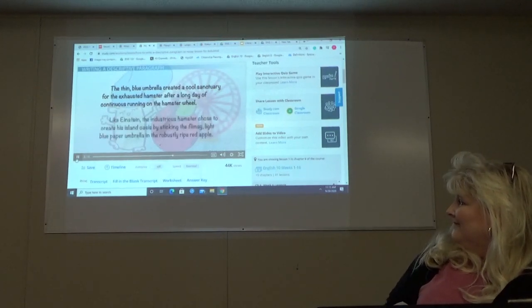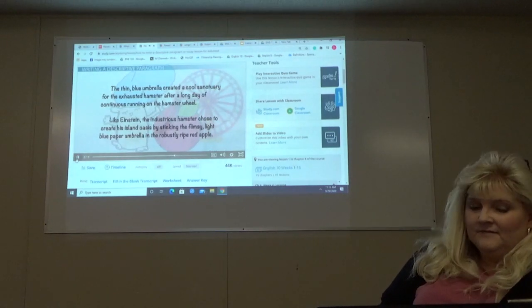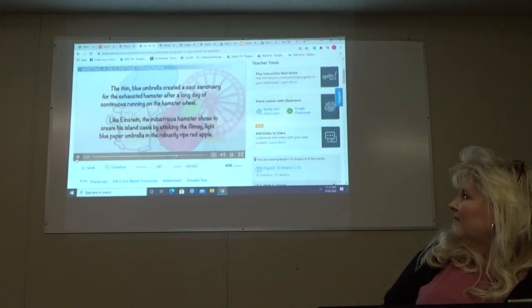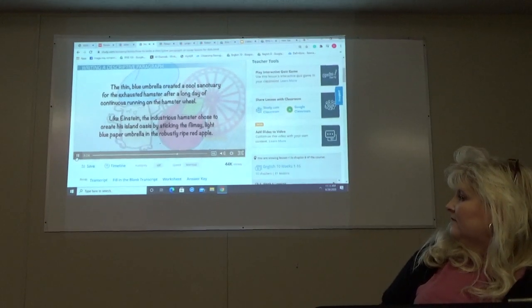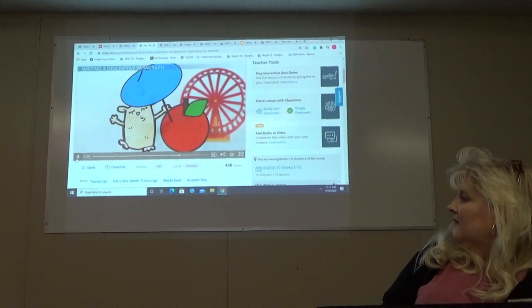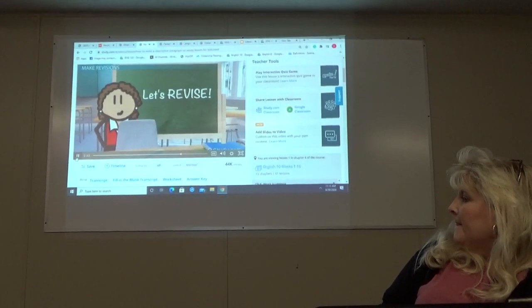Or, like Einstein, the industrious hamster chose to create his island oasis by sticking the flimsy, light blue paper umbrella in the robustly ripe red apple. After you've thought about what sensory details to include, it's time to write. Once you've written your descriptive paragraph or essay, it's important to revise it.